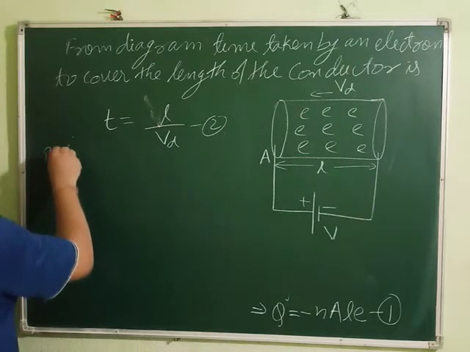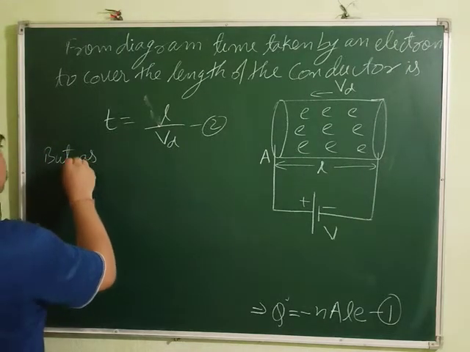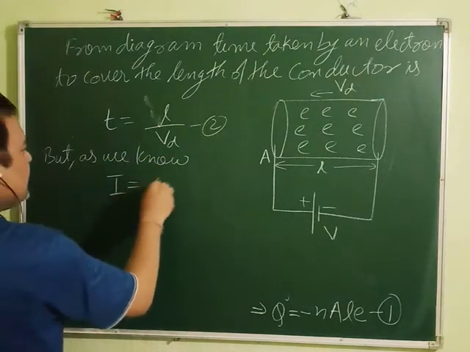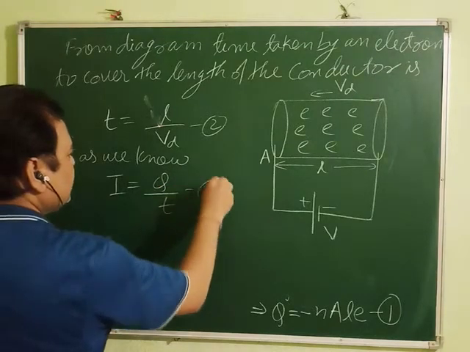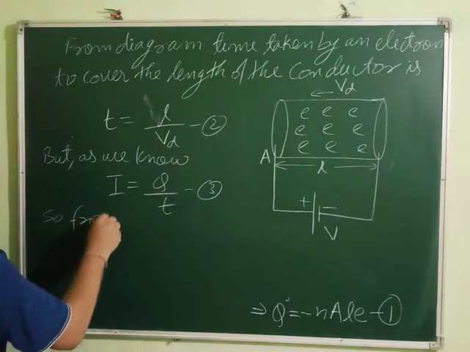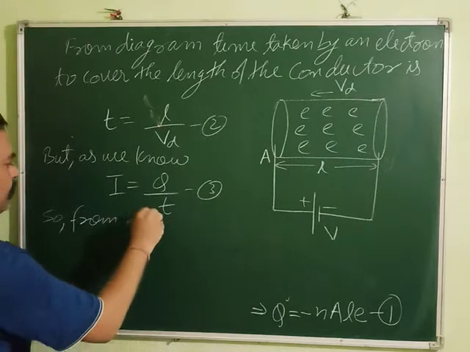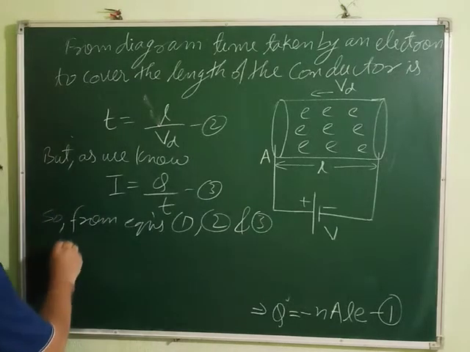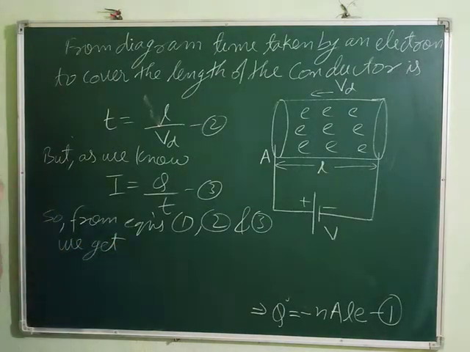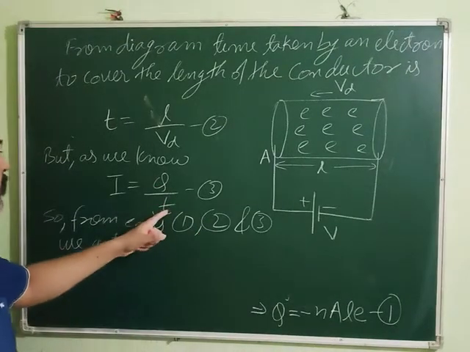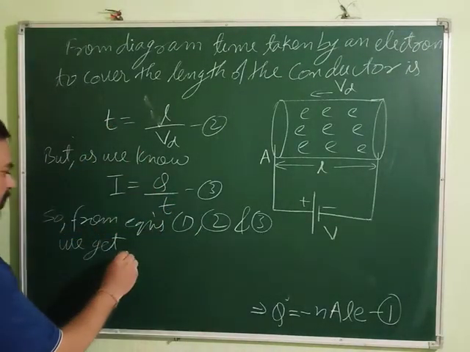But as we know, I is equal to Q upon T. This is our equation 3. So from equations 1, 2 and 3, let's see what we get. In equation 3 we will put the value of Q from equation 1 and the value of T from equation 2.